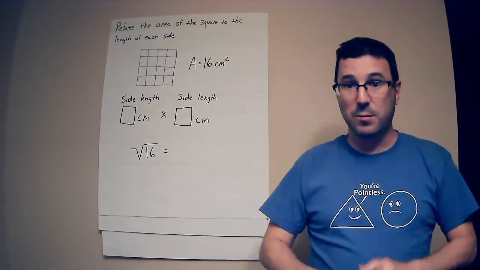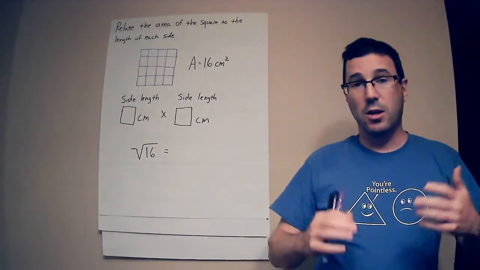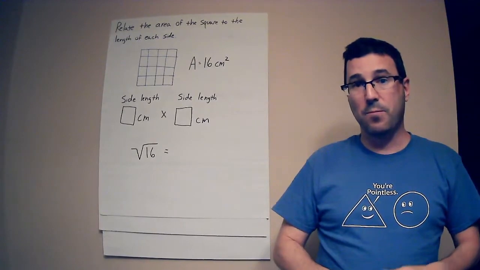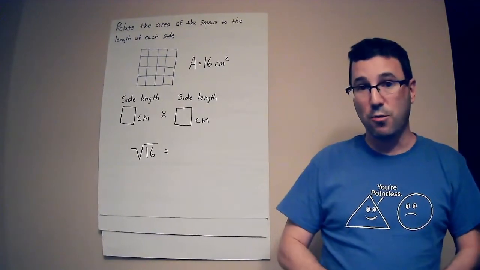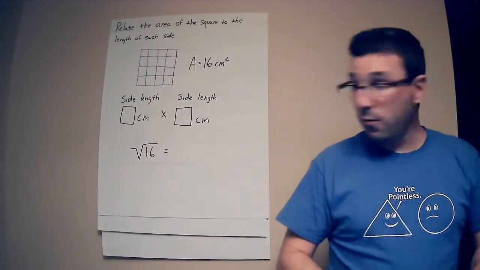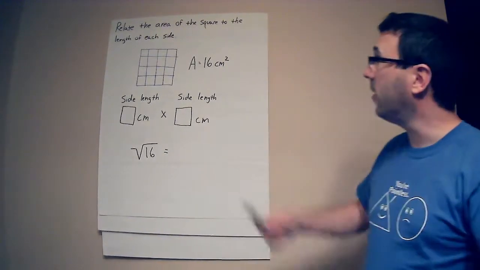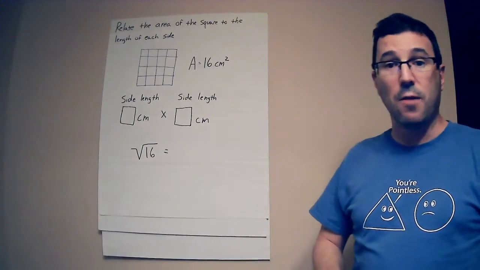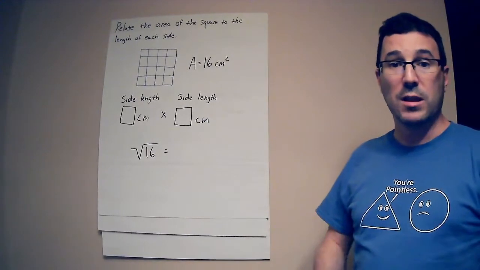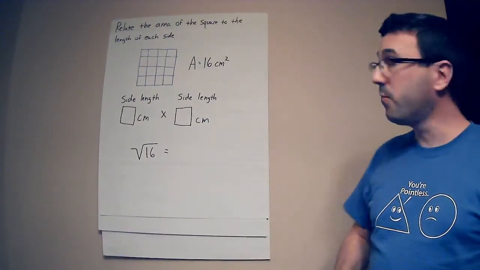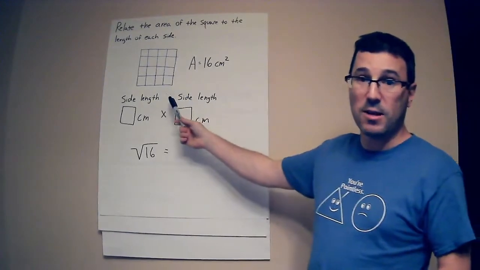So I'm going to do some examples for basically evaluating square roots and cube roots. So the first one I have here, we have a little bit of a visual. Relate the area of the square to the length of each side. So we have this square here that I drew.